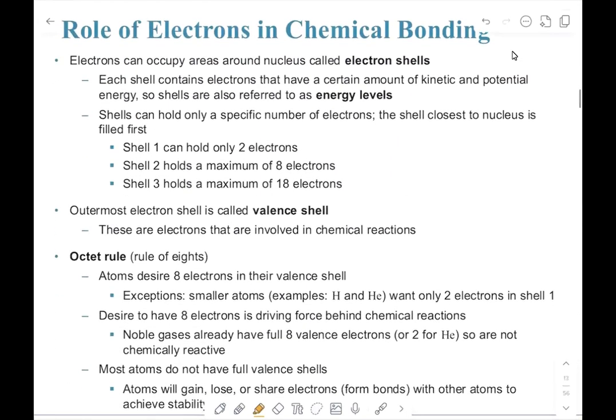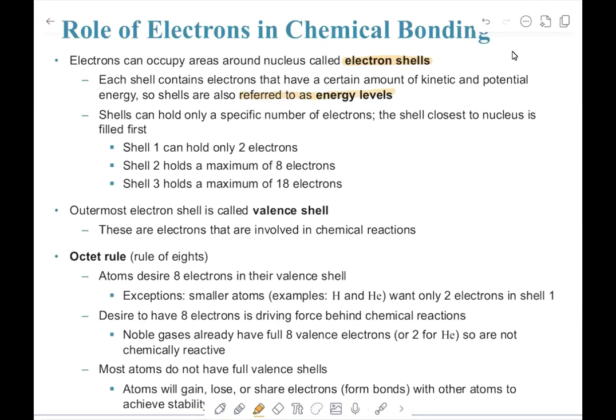On this next slide, this talks about the role of electrons in chemical bonding. As we saw from that cloud model, the electrons occupy an area around the nucleus, and that is specifically in what are called electron shells. If you want, you can think of electron shells like an orbit of a planet. Since Mercury is our first planet, that would be the first electron shell, and the sun would represent the nucleus. Each shell has a certain amount of electrons, and these represent an energy level.